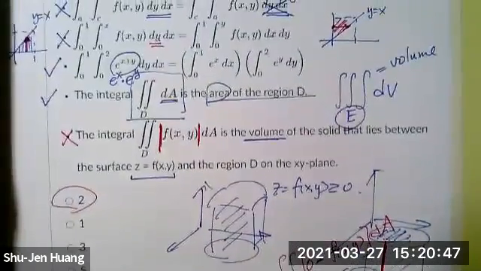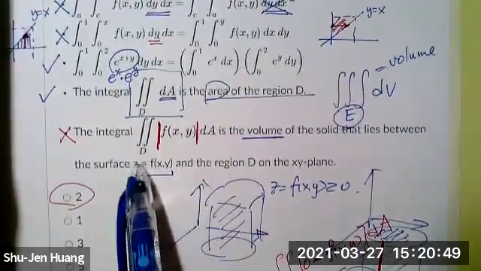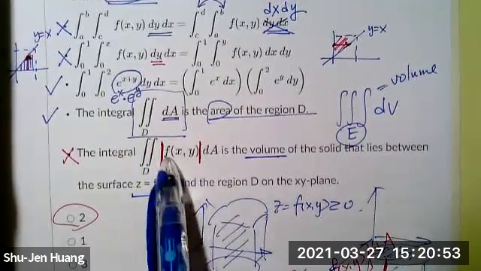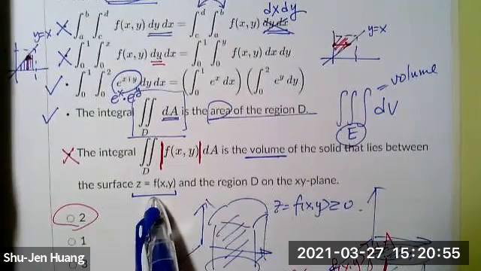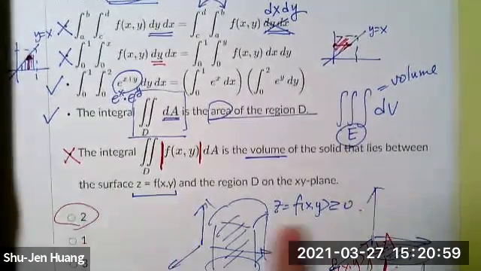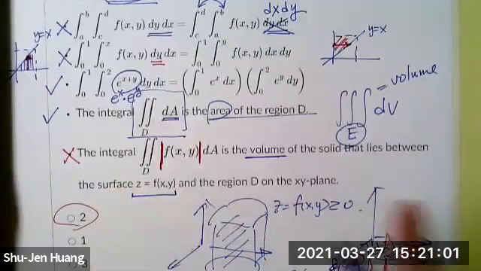Okay, so like this type of question, when we test your concept, true false question, if it doesn't say f is positive, then you cannot assume it's positive. Okay, so in this case, this is wrong. Okay, the last one is wrong.